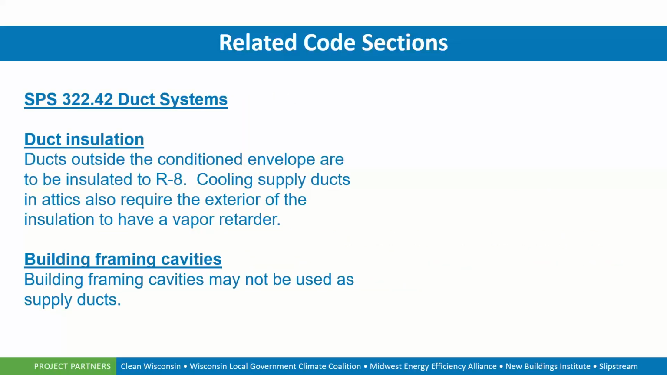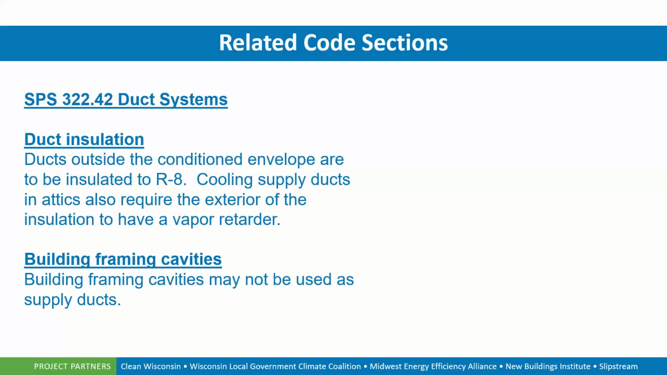We'll move on to duct systems, SPS 322.42. So the Wisconsin UDC specifies framing cavities may not be used as supply ducts, which means that they could be used as returns, or cavities for return air is acceptable, even though that's not the best practice. Proper sealing of these cavities along the entire length to minimize leakage both in and out of that framing cavity is often difficult to do.